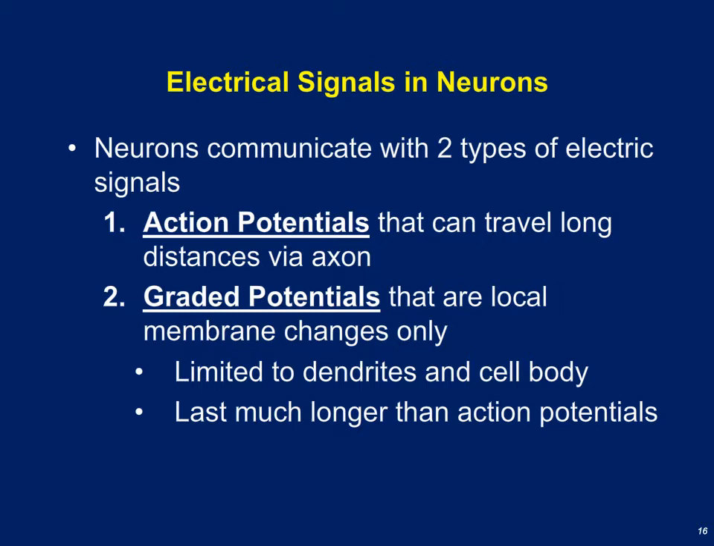Basically, if you think about action potentials and graded potentials in terms of the human sexual response, an action potential would be an orgasm, whereas a graded potential would be a stimulus that is just caused by foreplay or something like that. It doesn't necessarily lead to orgasm, but with enough stimulation, enough graded potentials, that eventually can summate and lead to an action potential.